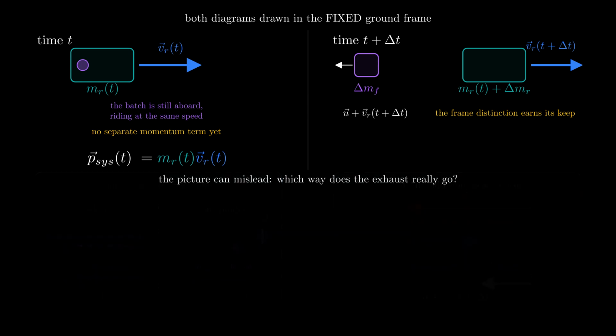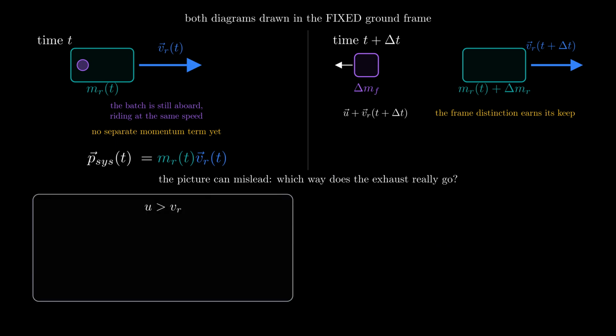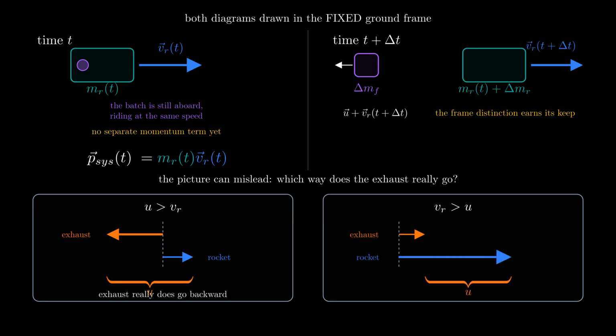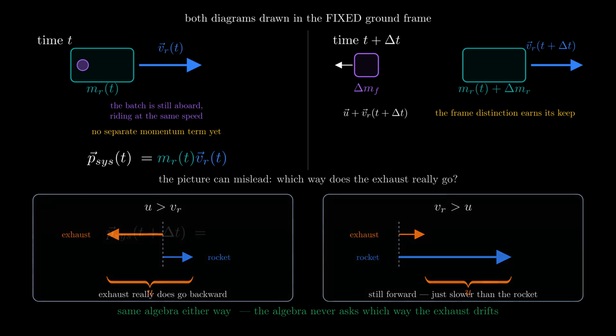One more subtlety, because the picture can mislead. The diagram draws the exhaust moving backwards through space, and it does, when the exhaust speed u is larger than the rocket's speed. But a fast rocket can outrun its own exhaust. Then the ejected fuel still drifts forward in the ground frame, just slower than the rocket that dropped it. Either way, the vector sum handles it. The algebra never asks which way the exhaust actually drifts.